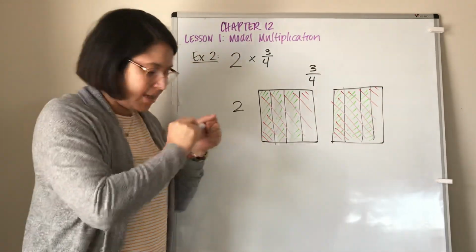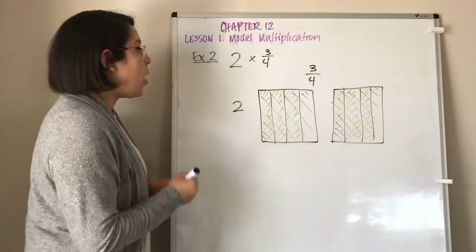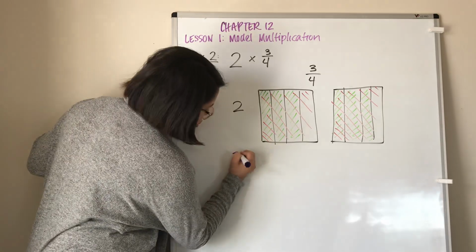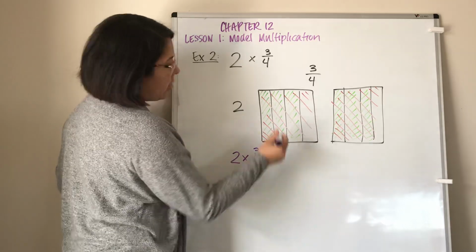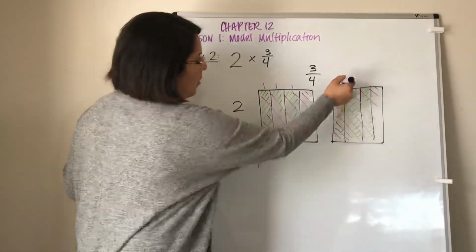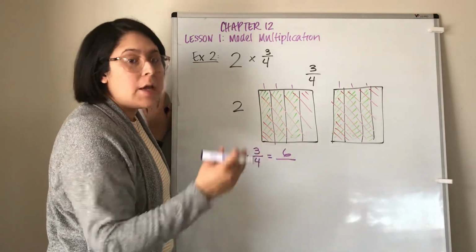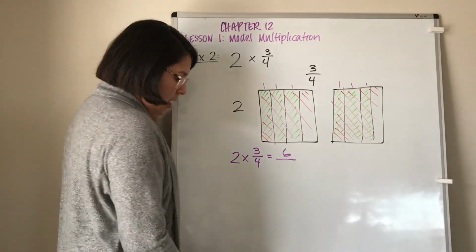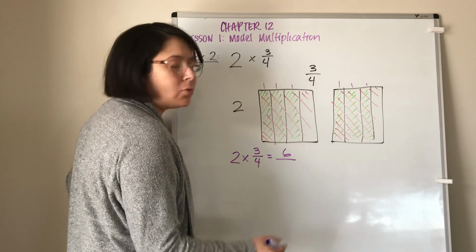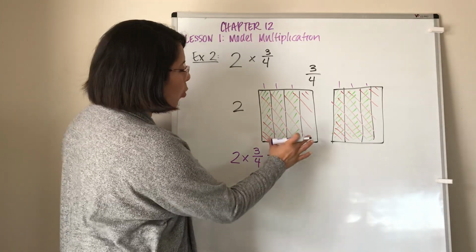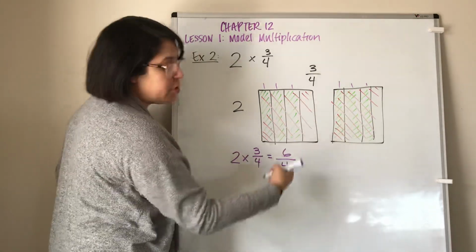So step 4 says I need to count my double shaded. So we got 2 times 3/4 is equal to what? How many are double shaded? 1, 2, 3, 4, 5, 6. 6 are double shaded. Over how many total spaces do I have? How many total boxes in one part? 1, 2, 3, 4. Remember, that's my denominator. I don't count all of them, it's just my denominator.